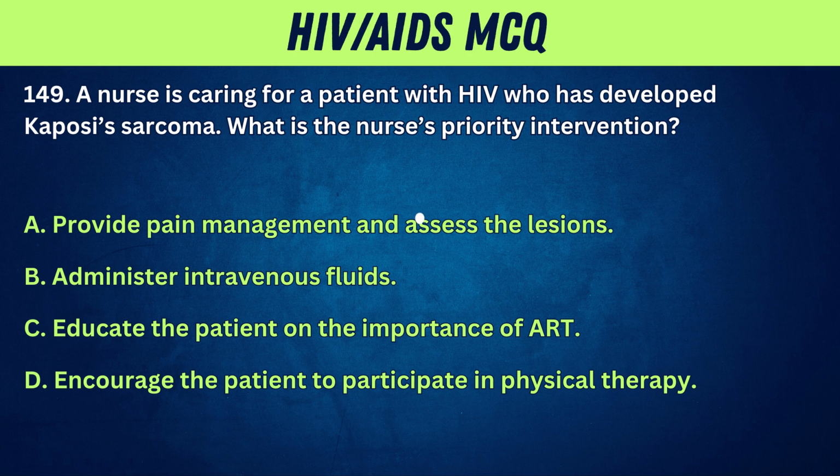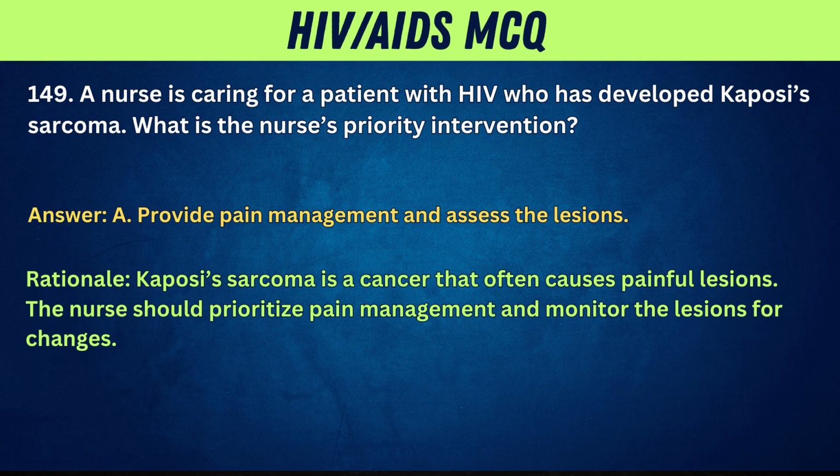149. A nurse is caring for a patient with HIV who has developed Kaposi sarcoma. What is the nurse's priority intervention? A. Provide pain management and assess the lesions. B. Administer intravenous fluids. C. Educate the patient on the importance of ART. D. Encourage the patient to participate in physical therapy. Answer: A. Provide pain management and assess the lesions. Rationale: Kaposi sarcoma is a cancer that often causes painful lesions. The nurse should prioritize pain management and monitor the lesions for changes.